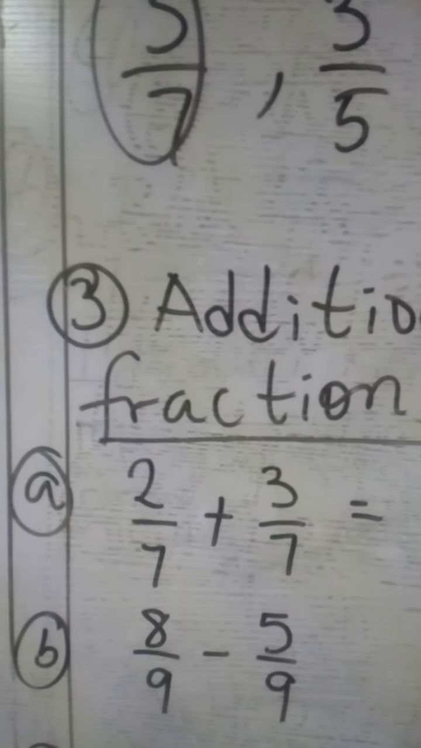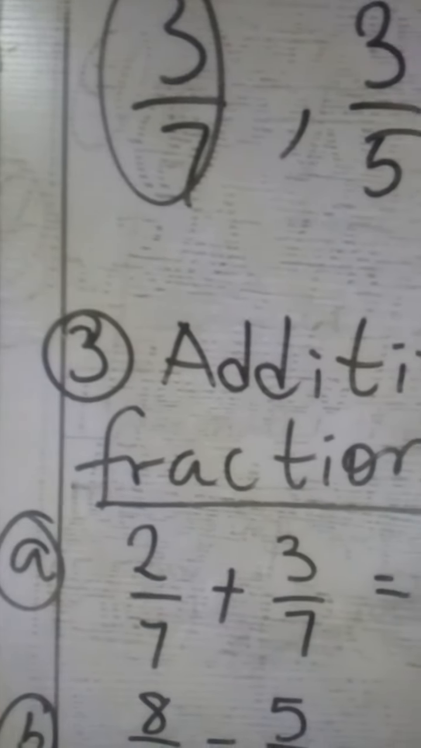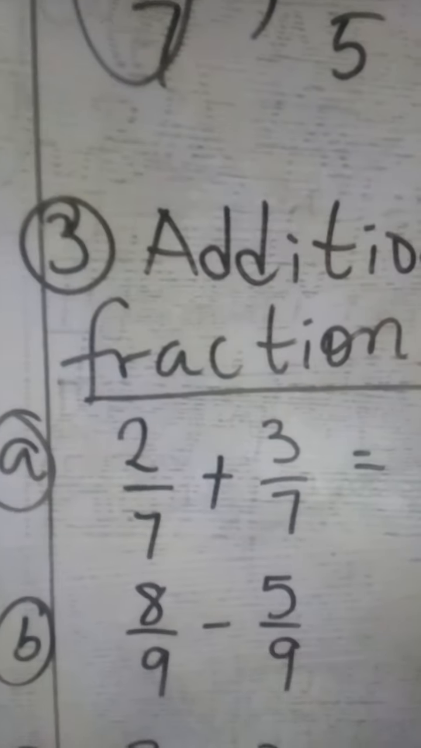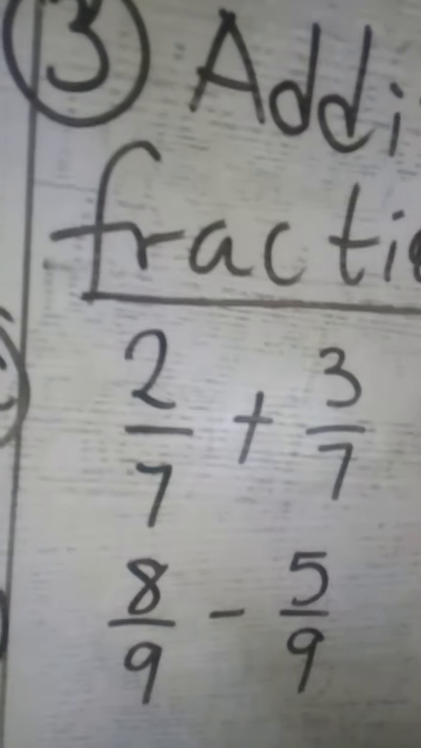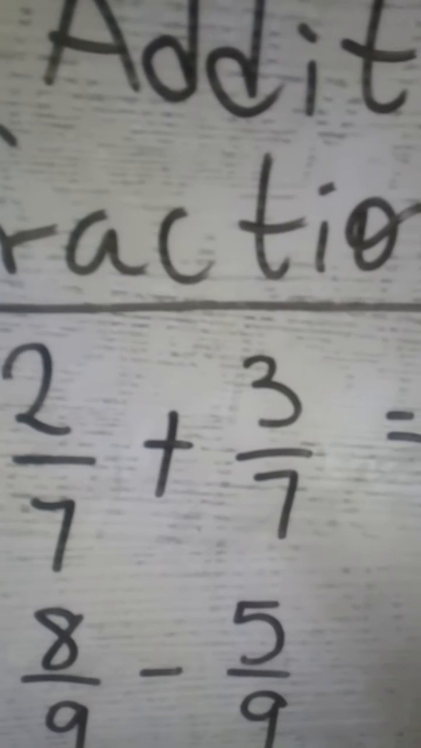Welcome back. The next thing we'll be looking at is addition and subtraction of fractions, then multiplication and division of fractions. We're going to be looking at 10 examples. So the first example here is 2/7 plus 3/7.